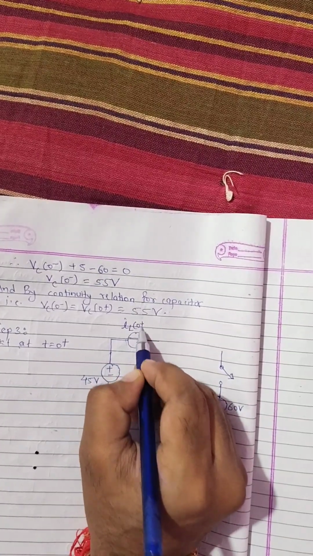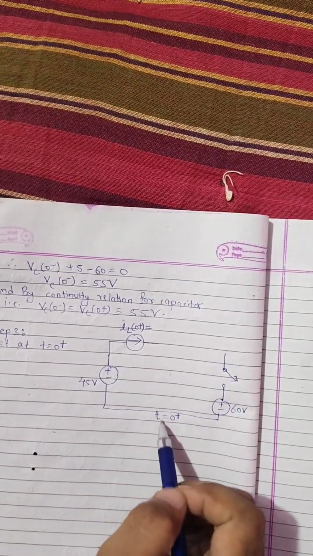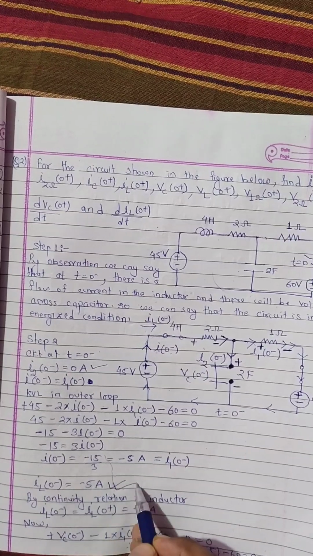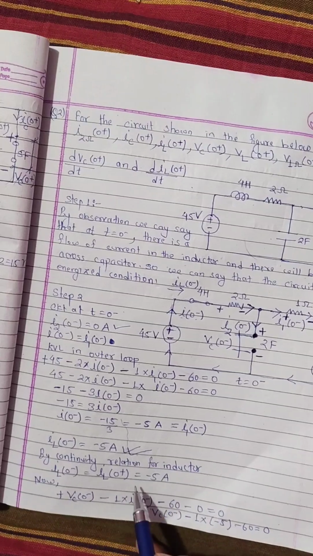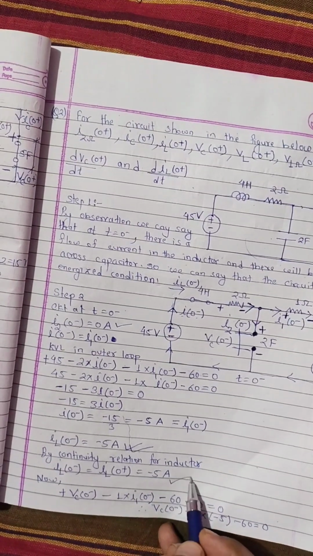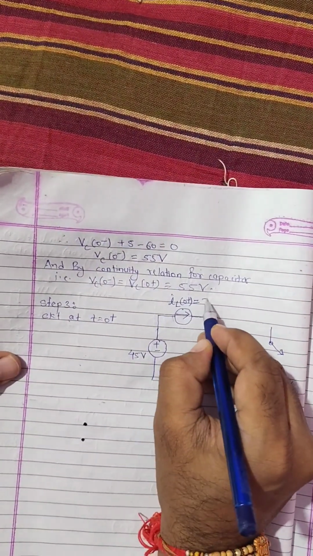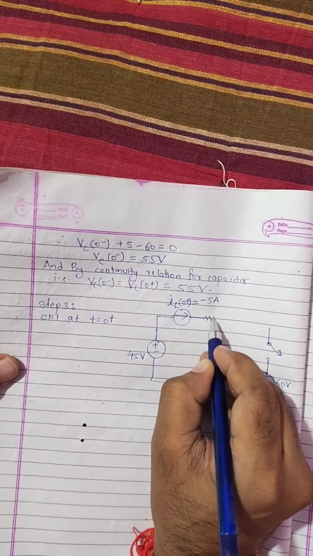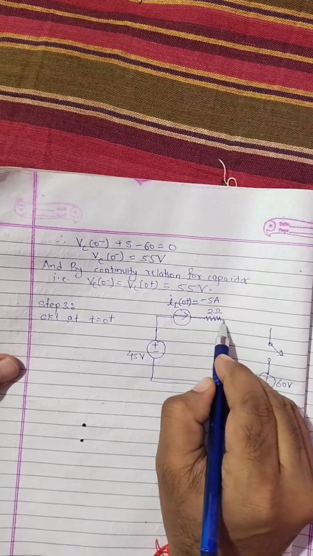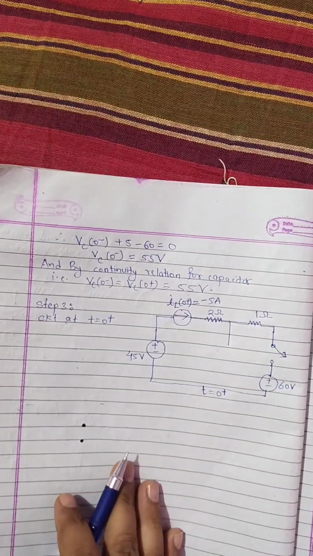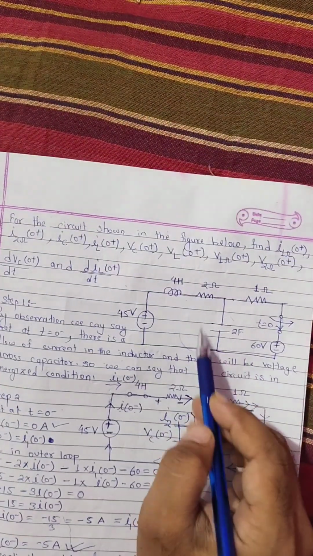and the magnitude of this current source, that is IL0 plus, for magnitude also we will see the t equals 0 minus circuit. At t equals 0 minus, the current through the inductor is minus 5 ampere. So from the continuity relation we can say that IL0 plus equals minus 5 ampere. So the magnitude of this current source will be minus 5 ampere, and there is a resistance of 2 ohm. Similarly, there is a resistance of 1 ohm, and in this branch this is an energized capacitor.